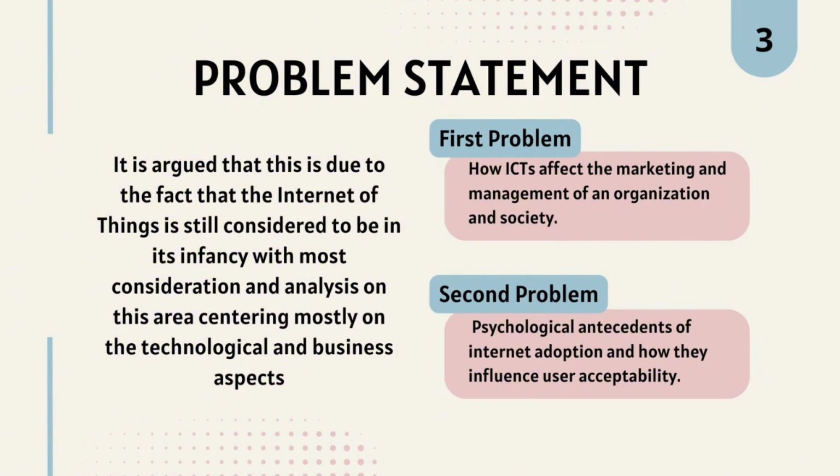Problem statement. The first problem is how ICTs affect the marketing and management of an organization and society. Second problem is psychological antecedents of internet adoption and how they influence user acceptability. It is argued that this is due to the fact that the Internet of Things is still considered to be in its infancy, with most consideration and analysis in this area centering on the technological and business aspect.